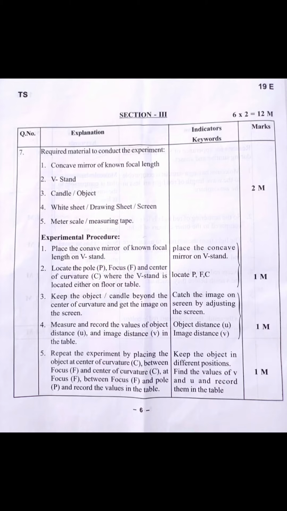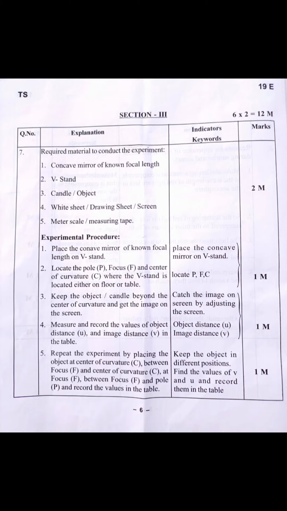Then the experimental procedure. You are writing the procedure, and you have to write everything point-wise. If you write point-wise, you'll get more marks. The answer is very lengthy, so for 2 points you will get 1 mark. Again for 2 points you will get 1 mark. Again, the last point is bigger, that's why you will get 1 mark for this last point.